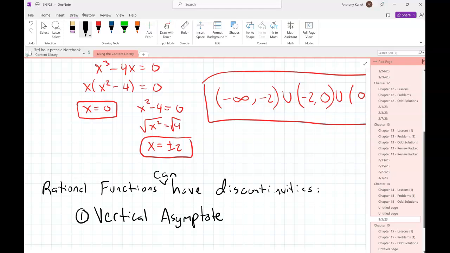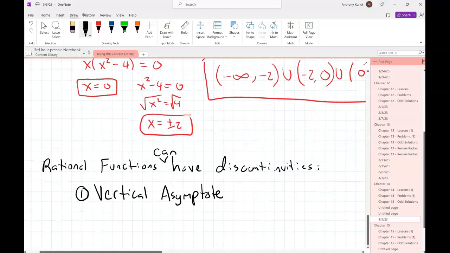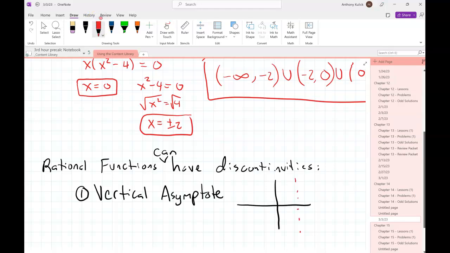But that's not a discontinuity necessarily, right? Oftentimes, if there's a horizontal asymptote, you can still draw the curve with one stroke of your pencil. So what does a vertical asymptote look like again? Yeah, it's like a vertical line that the graph approaches but never crosses. So maybe like this, where that dashed line is the vertical asymptote.